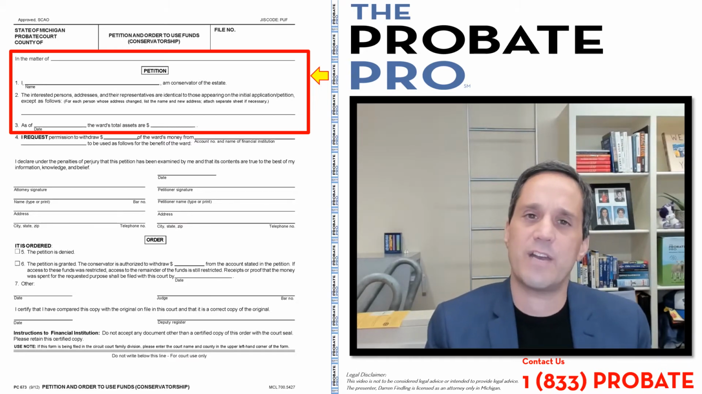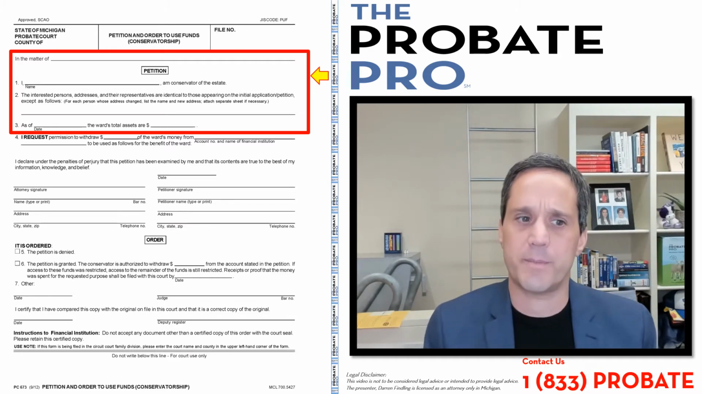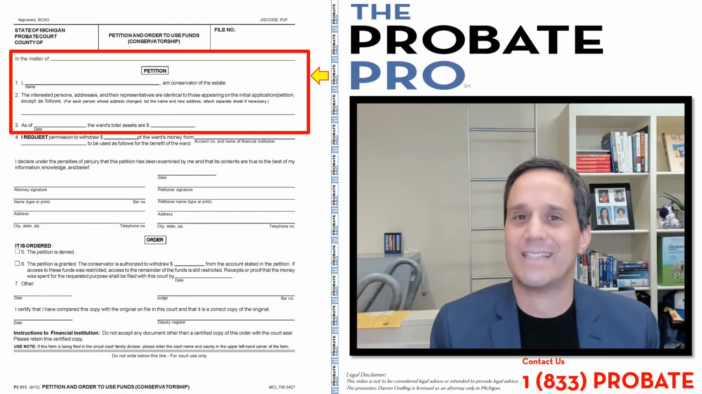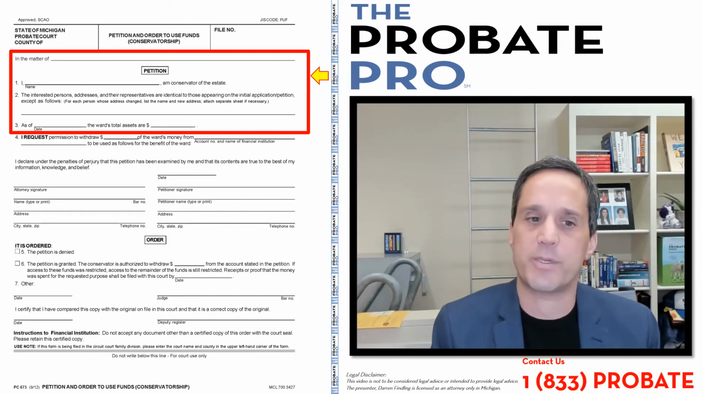The next part identifies the assets in the conservatorship estate. So it has the date of the filing of the petition, the total assets of the ward. This is the person that's under protection. So you'd identify the assets, and sometimes there's more information you do want to give to the court.